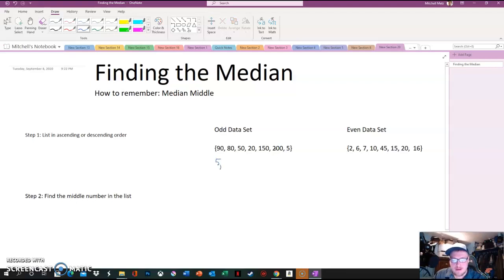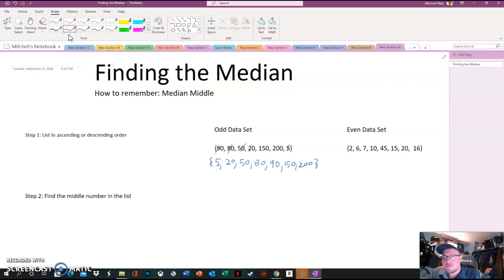So I'm going to do 5. I'm going to do 20. I see I have a 50, 80, 90. So you just want to cross them out as you do them. So I got my 5, my 20, my 50, my 80, my 90, 150, and finally 200. So all I did was reorder my numbers. Now, I just have to find the middle number.